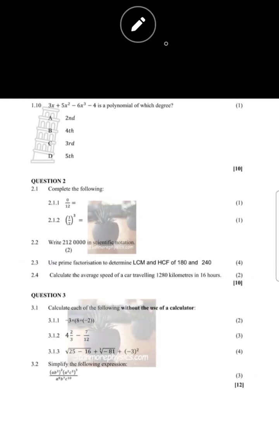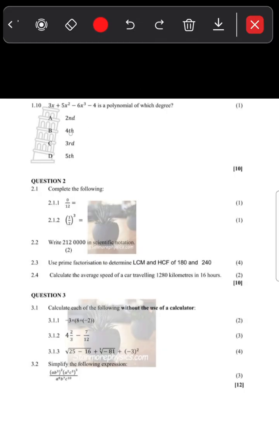Okay. 1.10. We're given 3x plus 5x squared minus 6x cubed minus 4 is a polynomial of which degree? All right, this is a third degree. Why? Because we have a cube here. All right, so for the first lesson, this will be it.